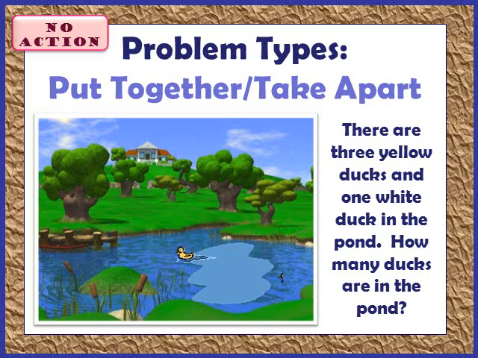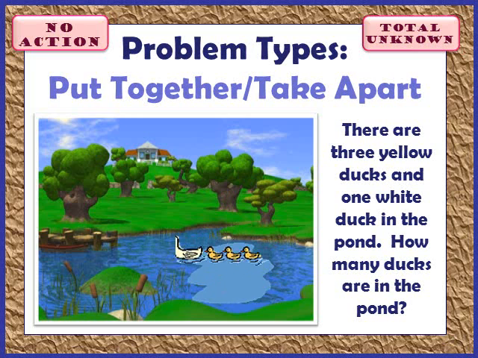The next 2 types of problems that we're going to look at require no action, and they're called put-together take-apart problems. Really, you're not adding to the set, you're not taking away from the set, you're just looking at the parts of the set. And with this first problem, the total is what is unknown. Let's take a look at a problem.